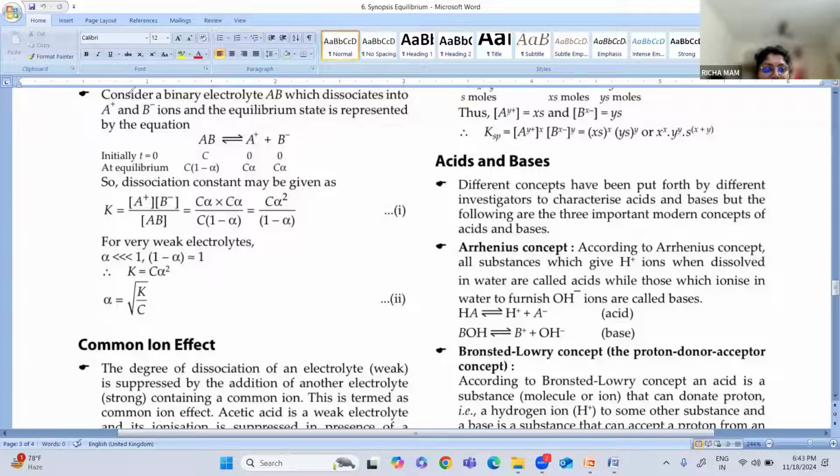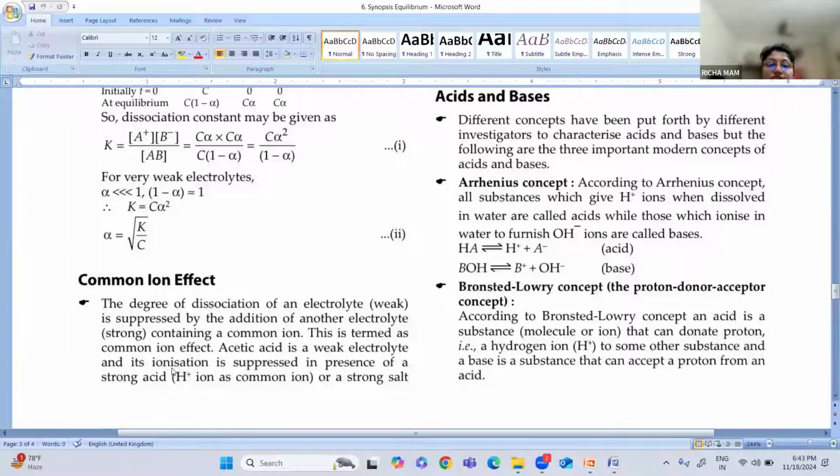The degree of dissociation of an electrolyte is suppressed by the addition of another electrolyte. That is, the degree of dissociation, alpha, of a weak electrolyte is minimized by adding another electrolyte which contains a common ion. This is called the common ion effect.